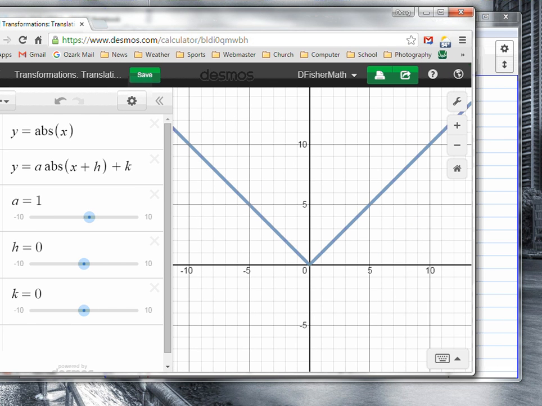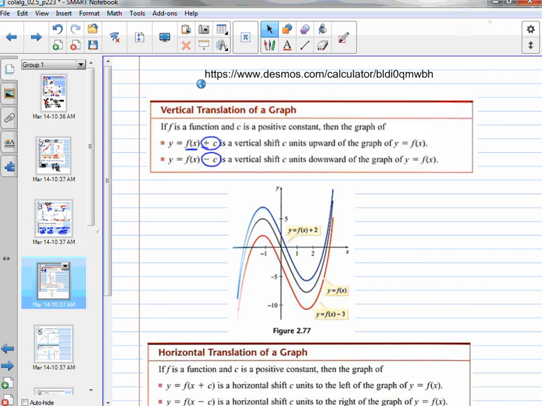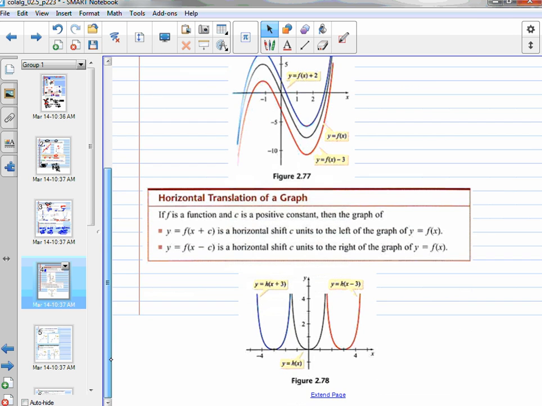K is the number on the end. It's c in this one. Just the number on the end. So let's try that out down here. Oh, we're not ready to try it out.